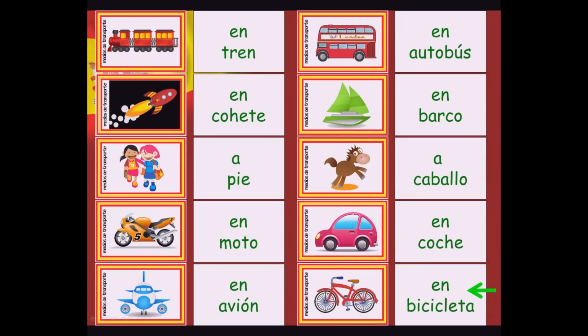Looking at the pictures, can you work out a good way of helping you to remember which two start with a and not en? Have you found a way of remembering? So a pie and a caballo both involve feet and no engines or wheels or anything like that. So a pie, a caballo are different to all the others which start with en. They start with a and they're to do with human power or animal power, if you like. So let's practice the words one more time.